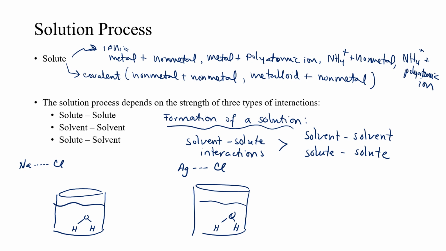So on the left, I have sodium chloride. On the right side, I have silver chloride. With one of them, I can prepare a homogeneous mixture or a solution, and that one is the sodium chloride. With the silver chloride, I cannot prepare a homogeneous mixture or a solution.